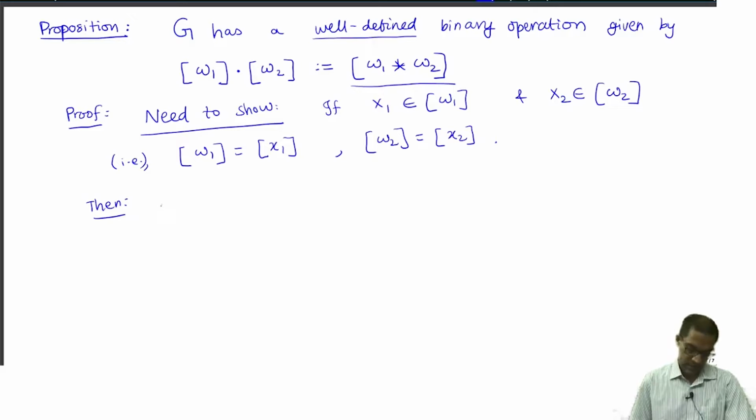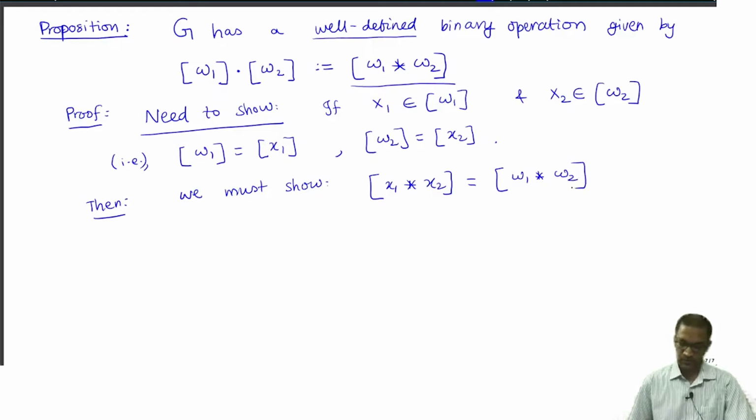So okay, then we must show that x1 star x2, the equivalence class, is the same answer as what you would get if you took W1 star W2. Okay, so this is what showing well-definedness means. Okay, so let's prove this. Again, it comes about from the special way in which the equivalence class or the equivalence relation was defined.